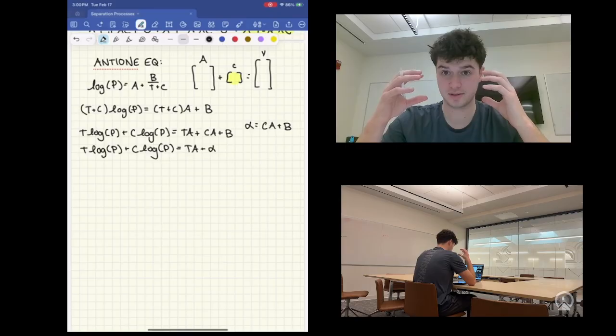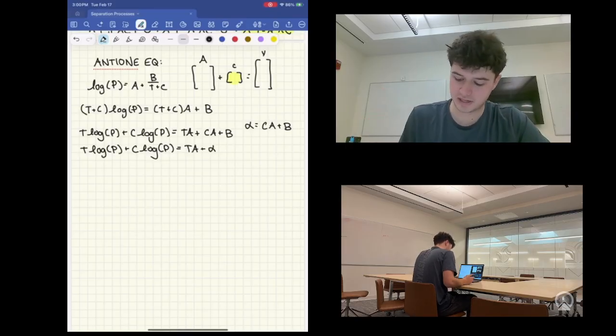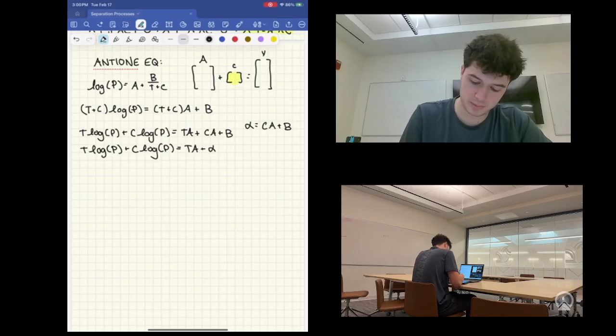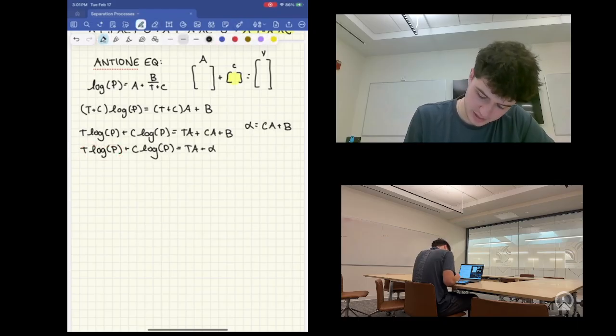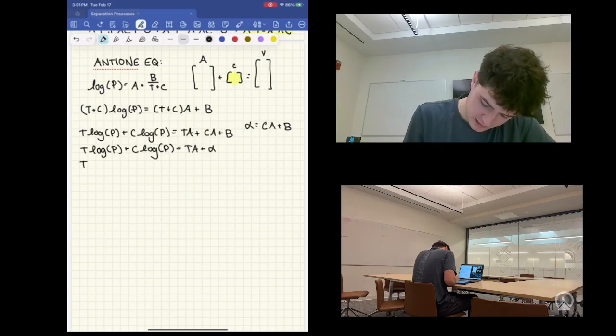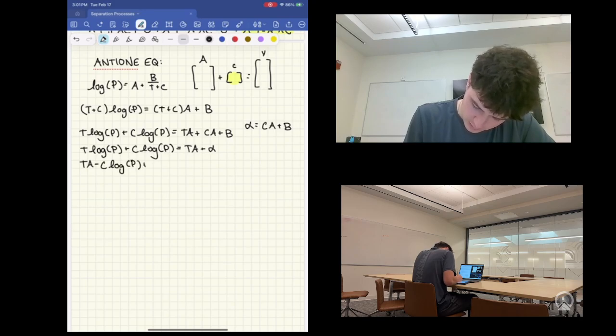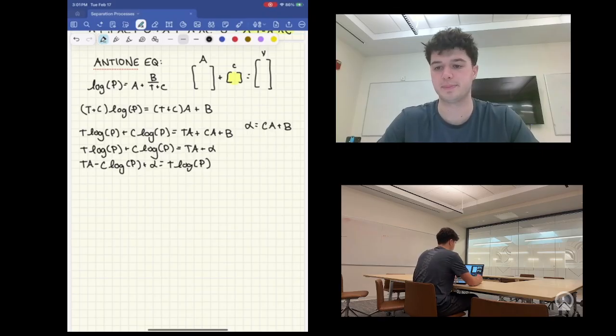The variable is called alpha. I do not know why I forgot that, but so alpha. Now before we get into our matrix work, we want to get this T log P by itself, and to do that we will be left with TA minus this C log of P value plus alpha equals T log of P. And now we are able to do some work with our matrices.